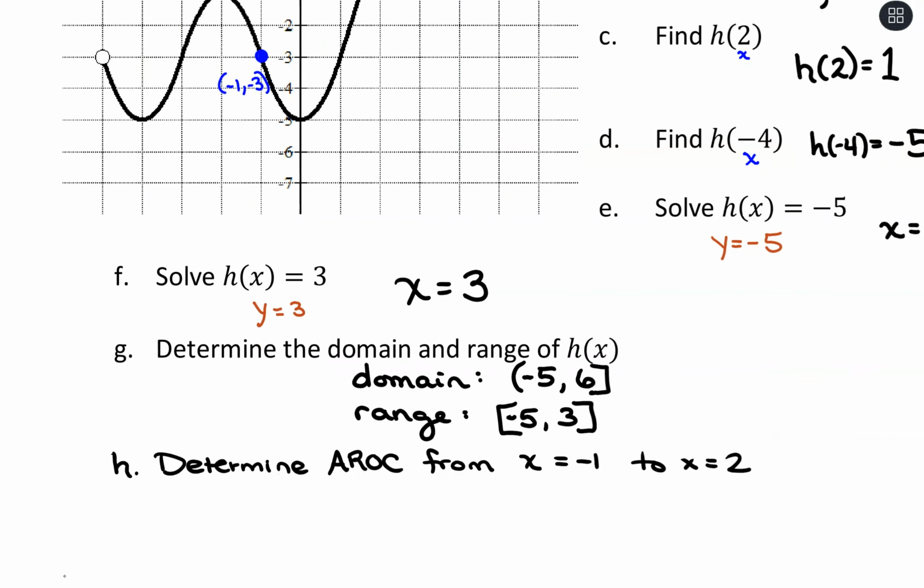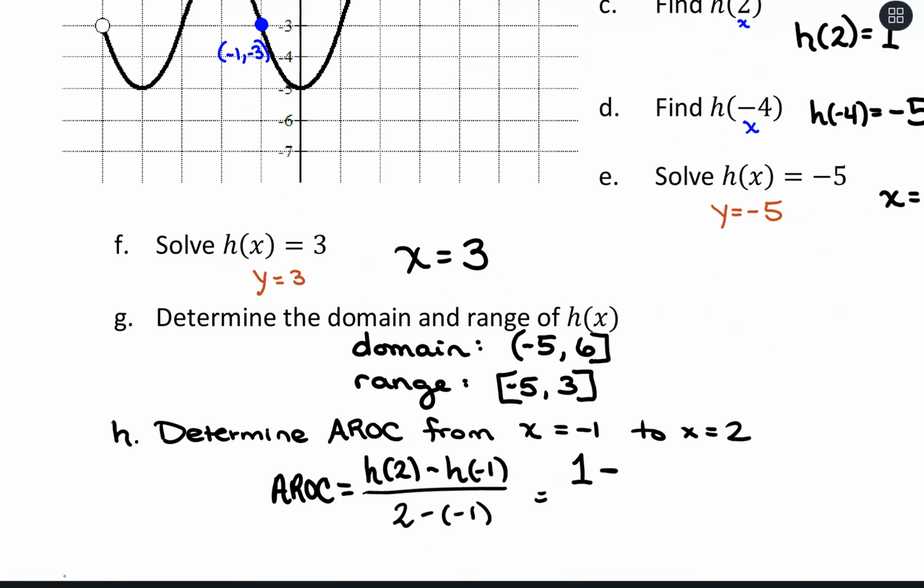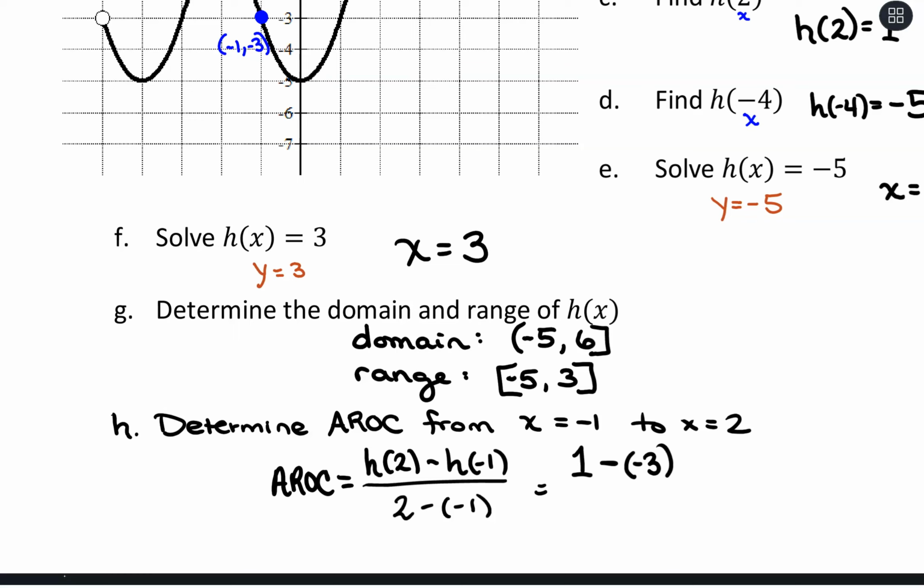So if I wanted to find the average rate of change, what I would do is take h of 2 minus h of -1 over 2 minus -1. Now our y value at +2 is a +1, so we'll substitute that in. Minus h of -1, which would be that y value of -3, all over 2 plus 1. So let's see, we have a 1 plus 3, which is a +4 over 3. So we're getting an average rate of change of 4/3.